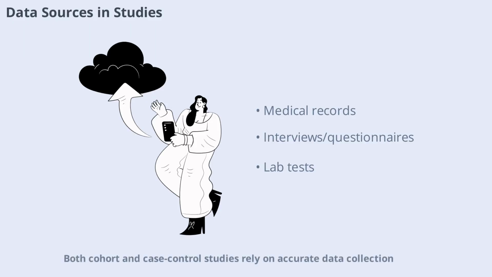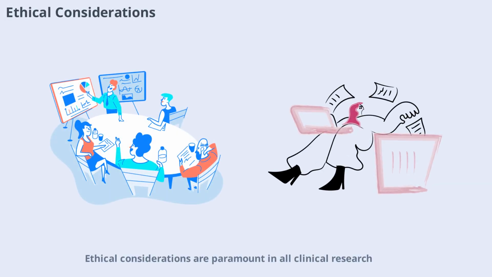Both cohort and case control studies rely on accurate data collection. Sources may include medical records, interviews, questionnaires, or laboratory tests. The choice of data source affects the quality and reliability of the study. Prospective data collection generally provides more accurate and complete information, while retrospective data may be limited by missing or inaccurate records.